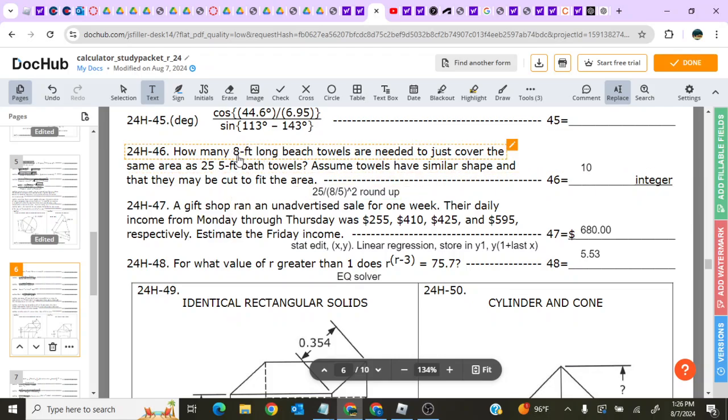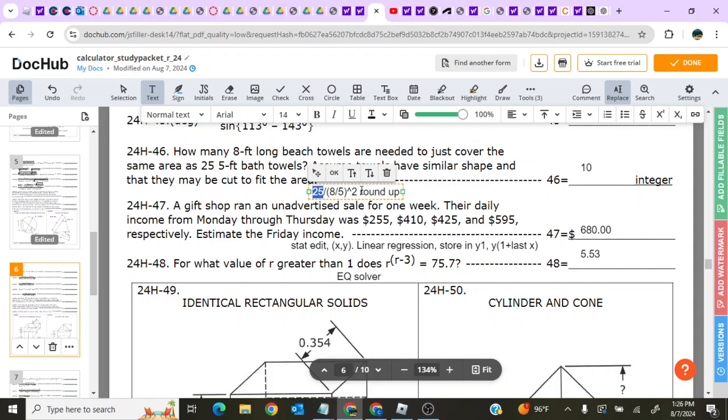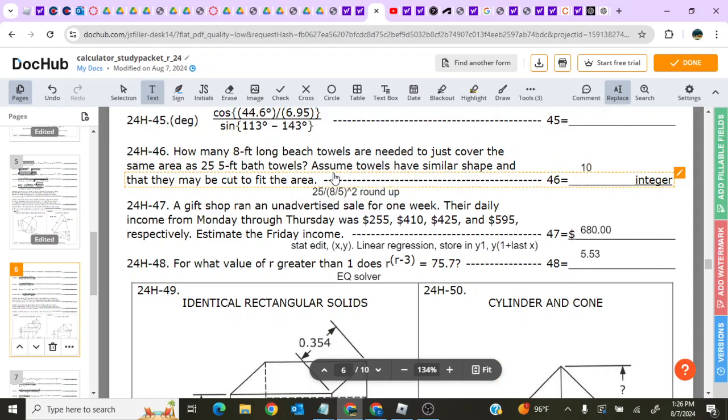Clearly, you're going to need fewer towels that are bigger. So divide it by 8 over 5 squared. And then you have to round up because you can't have less than what you need. So you get 10 towels.